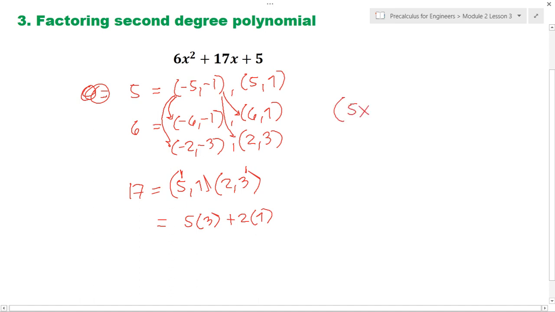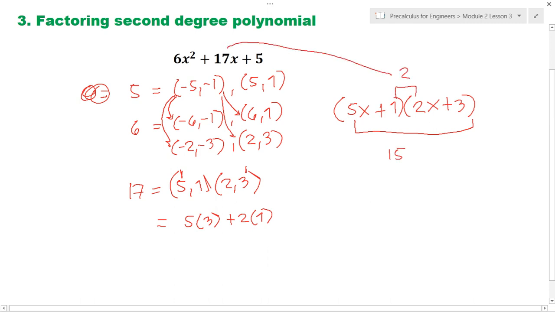So, ganito mo pagsulat ha. Nasa outer yung 5 plus 1 multiplied by 2x plus 3. Kasi kapag i-foil mo siya ulit, this one would be 15 and this one would be 2. So 15 plus 2 is equal to 17x. So, di ba? Nagets ba? I mean, sorry.